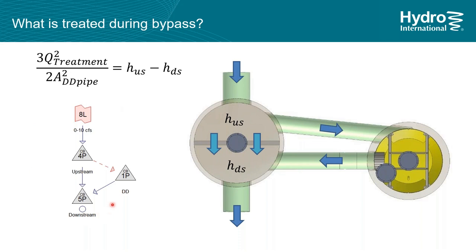So I put together a little model here. This is what HydroCAD looks like behind the hood, where I'm going to ramp up the flow from 0 to 10 CFS and put it into this system. Then we're going to route flow to the Downstream Defender here, and we're also going to monitor the bypass flow. We'll see the flow going to the Downstream Defender in red, and the bypass flow in blue.